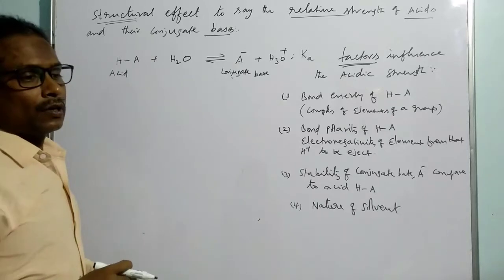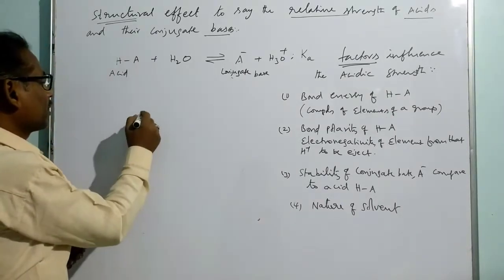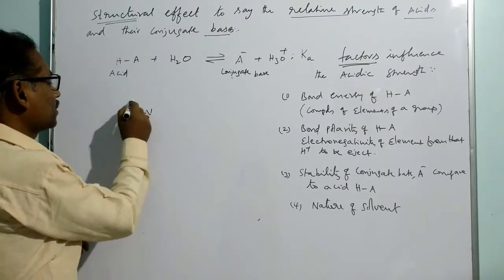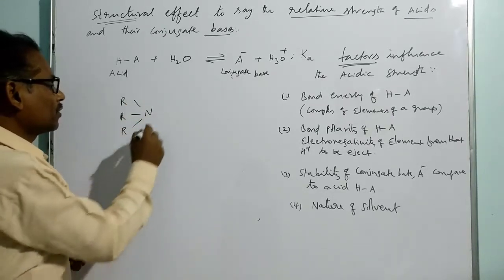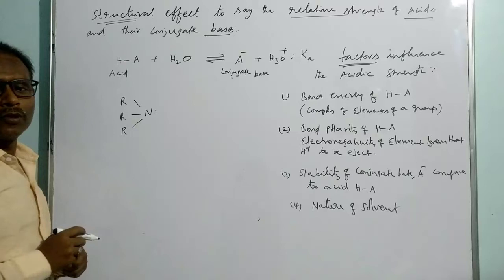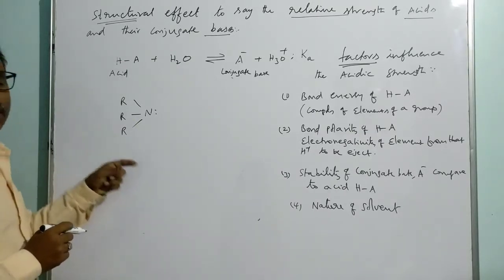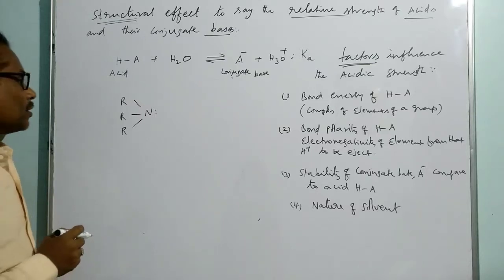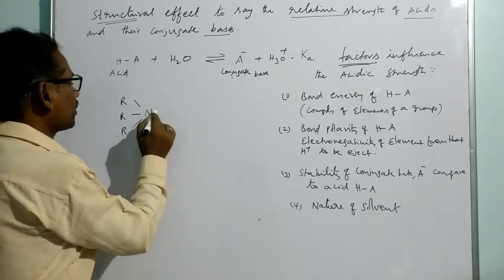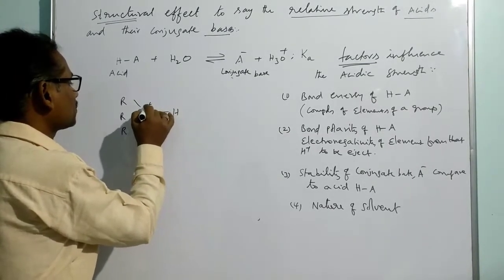For example, let me take compounds like nitrogen. Let me take an amine. It is a derivative of ammonia. We have ammonia. When ammonia hydrogens are replaced by alkyl groups, then it is referred to as amines. Of course, it is a tertiary amine. And in this, if suppose it is protonated, we get this one.